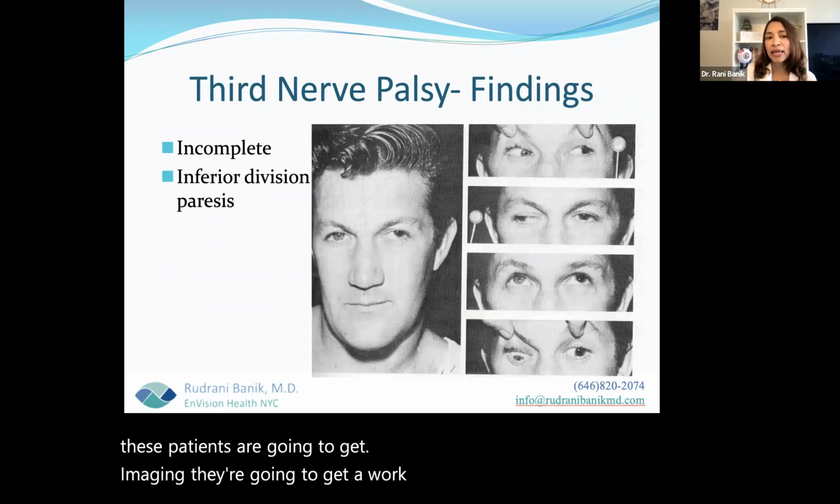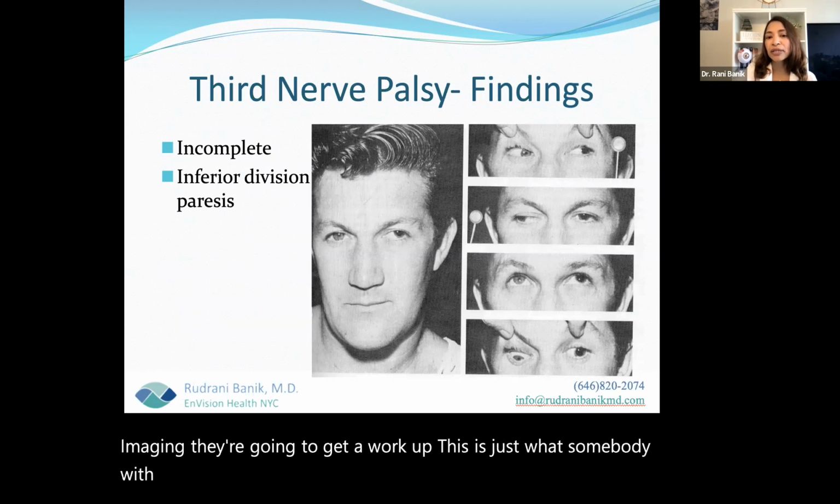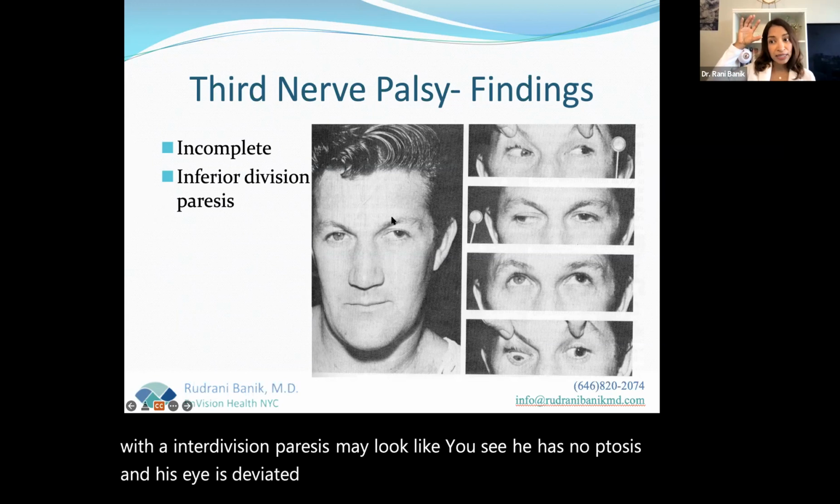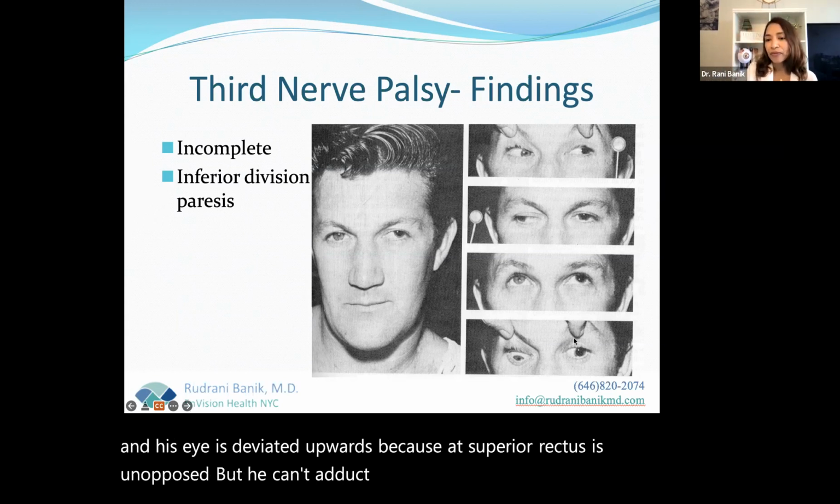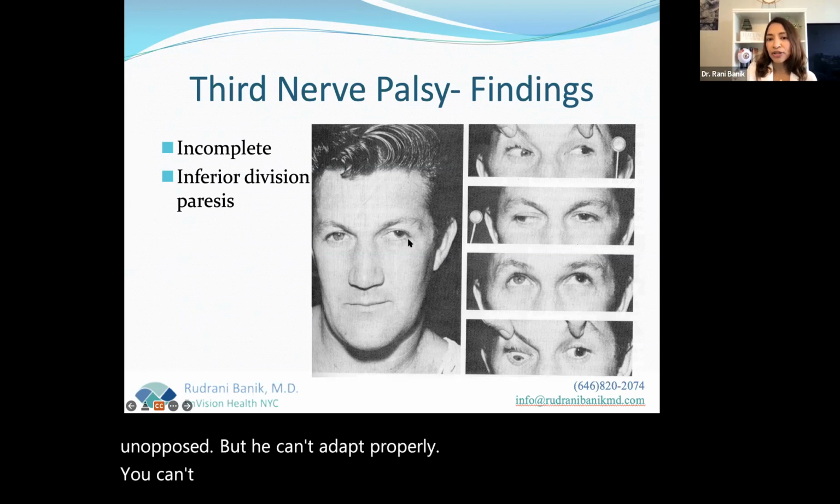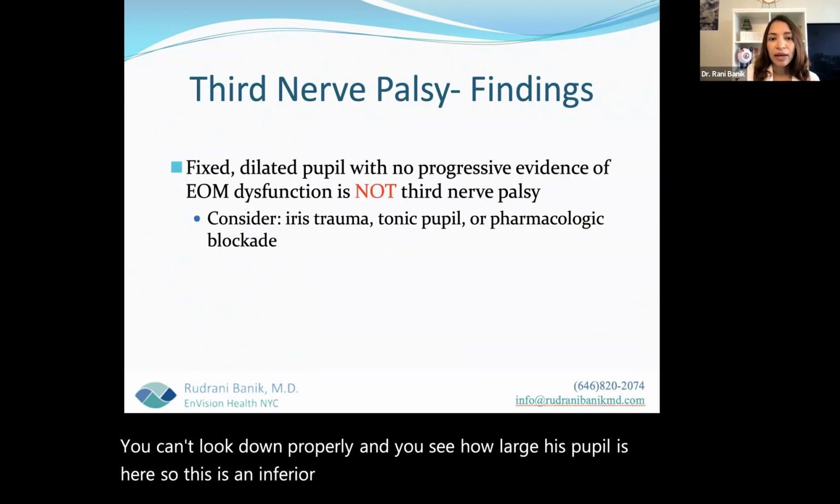This is just what somebody with an inferior division paresis may look like. You see he has no ptosis and his eye is deviated upwards because that superior rectus is unopposed, but he can't adduct properly. He can't look down properly, and you see how large his pupil is here. So this is an inferior divisional palsy.